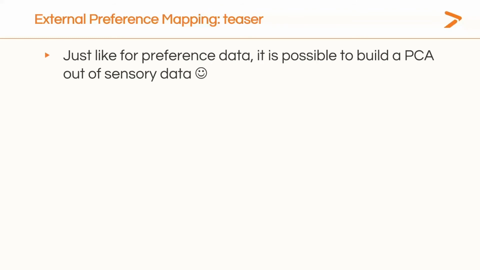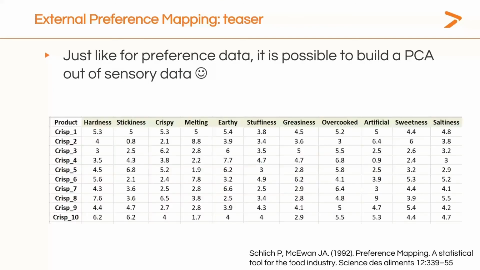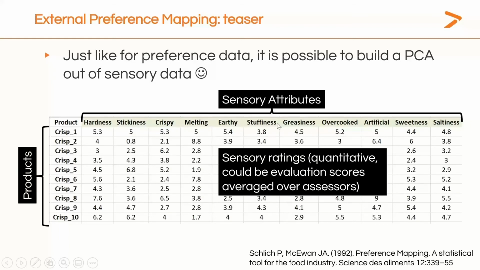So just like for preference data, it's possible to build a PCA out of sensory data. Here's a sensory data set, which is built also on the same products that we've seen earlier. Once again, we have one product per row in this data, but instead of having consumer preferences in columns, we have sensory evaluations: hardness, stickiness, crispy, melting, earthy, stuffiness, and so on. We have products in rows and sensory attributes. These are sensory ratings, which are quantitative, which could be evaluation scores averaged over several expert assessors.